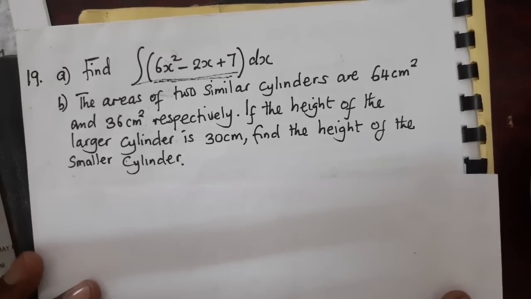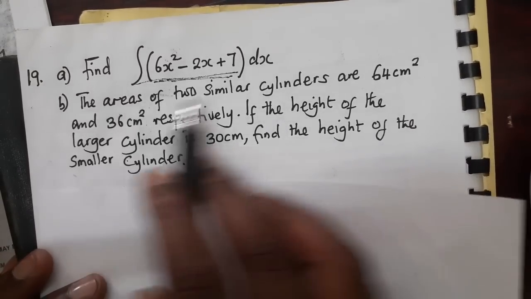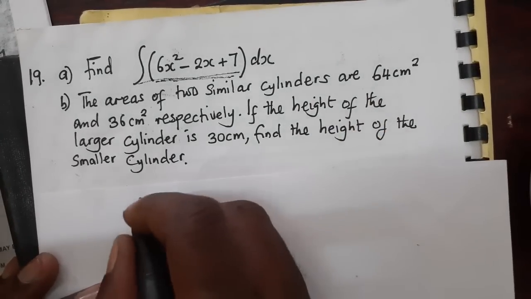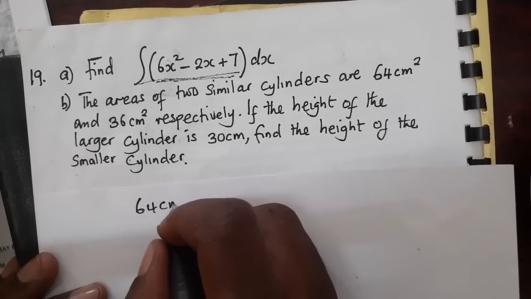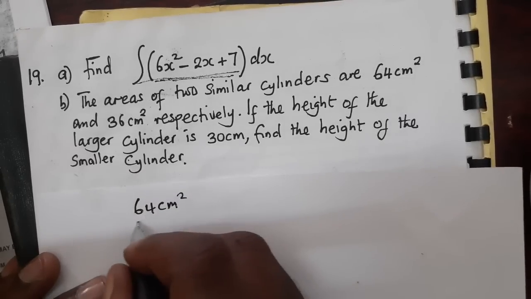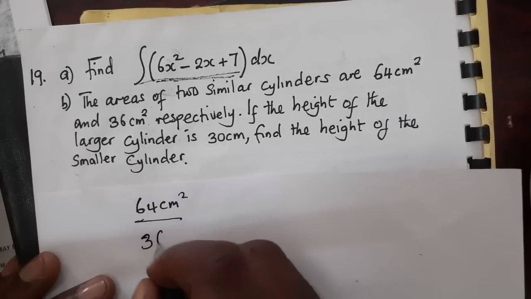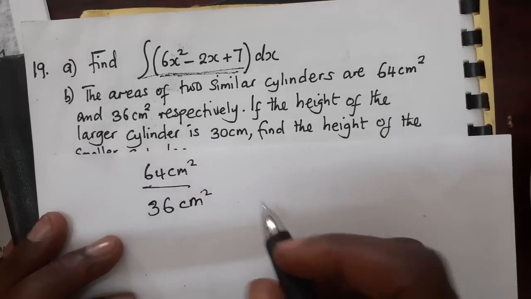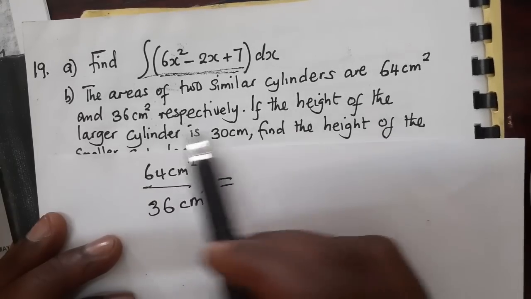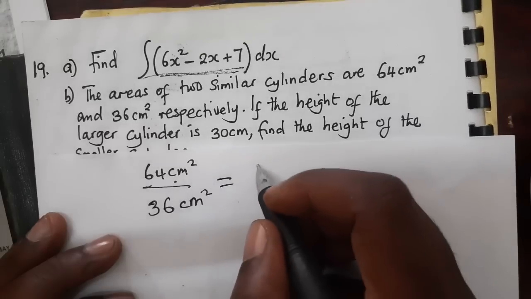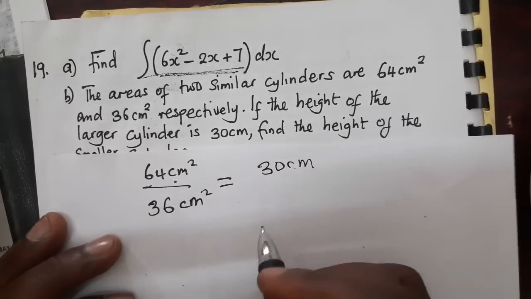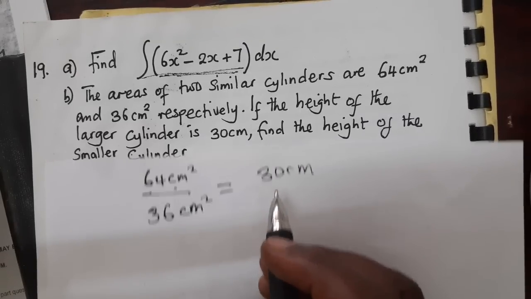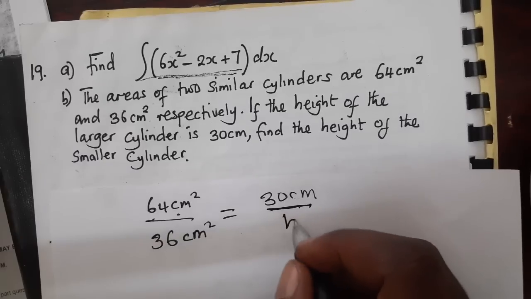So we get the second part, which is: the areas of two similar cylinders are 64 over 36 respectively. So if the height of the larger cylinder, which is this one, is 30 centimeters, find the height of the smaller, so we can put just h here.